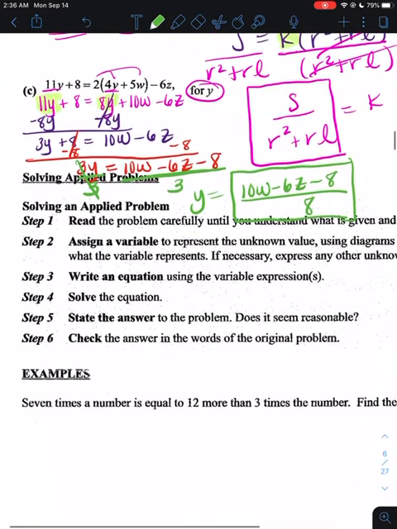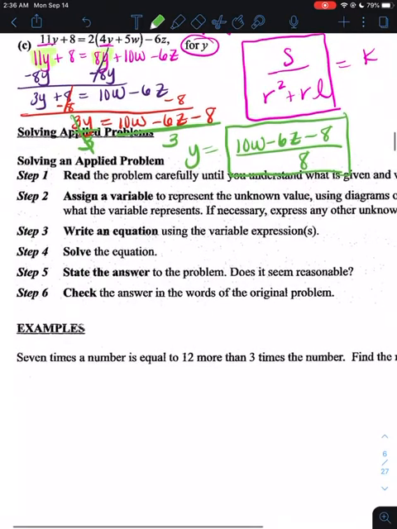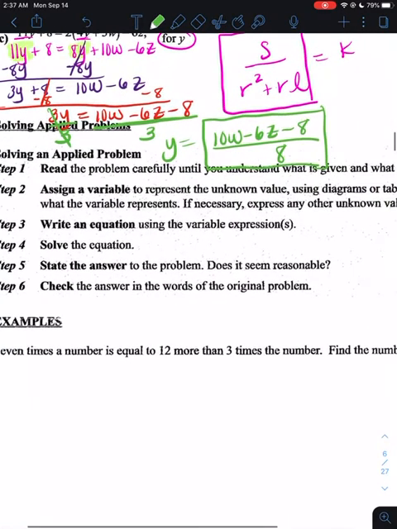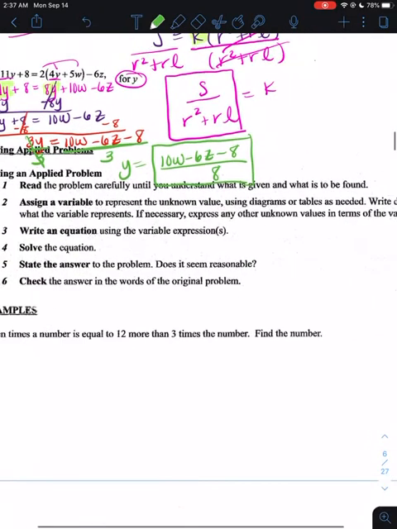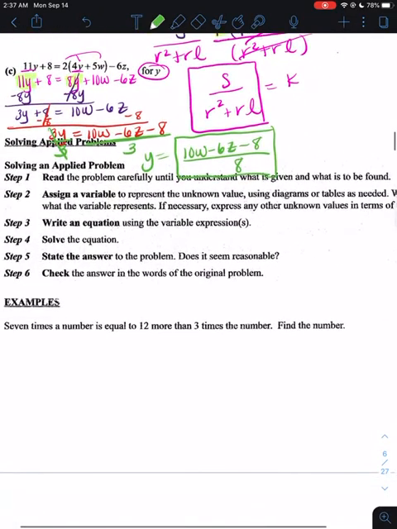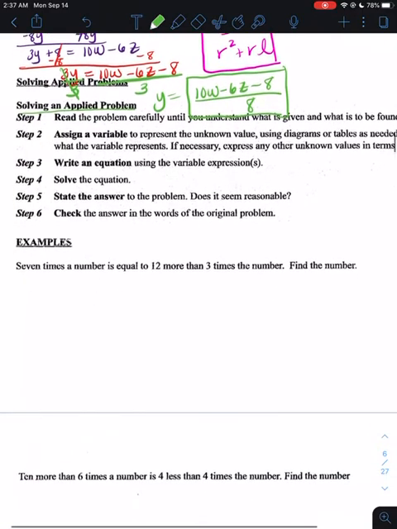So again, that's solving for a variable. So you're trying to get the variable by itself. Here, they give you some different steps on how to solve the word problems. So this is something definitely that you can come back and refer to. So solving an applied problem. And the hardest part is setting up the equation. All right, so again, I'm going to kind of go through this stuff as I work out the problems.